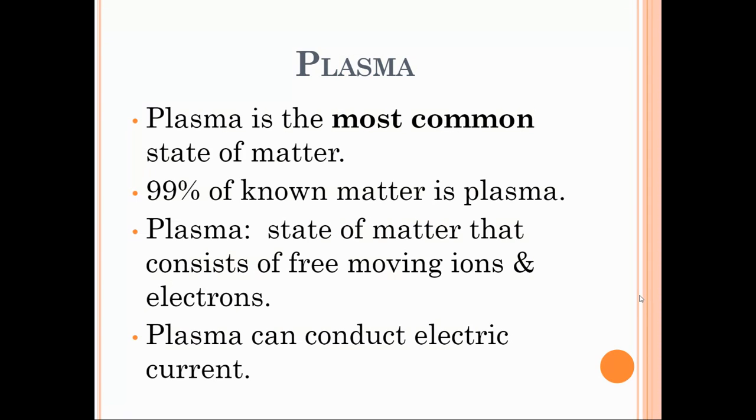So plasma. Plasma is the most common state of matter. 99% of known matter is plasma. What is plasma? Well, plasma is a state of matter that consists of free moving ions and electrons. Plasma can conduct electric current. So not only do we have examples of plasma here on Earth, you know, the sun's plasma, stars plasma, all those different types of matter are plasma. We're going to do some things in class and virtually that will dive further into plasma.